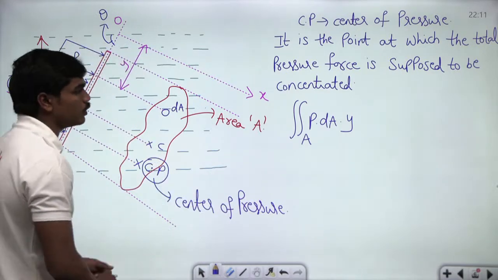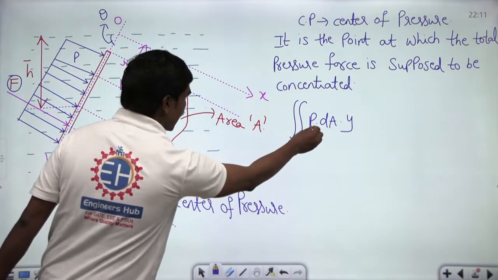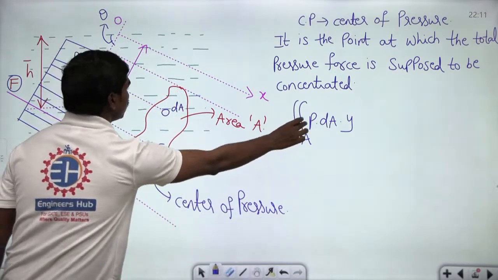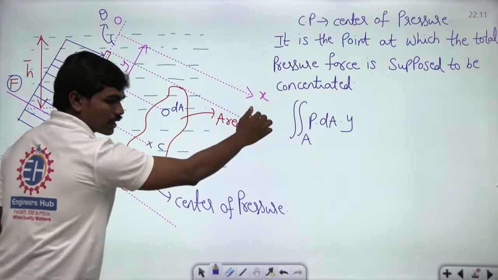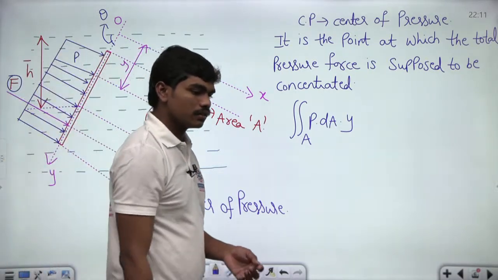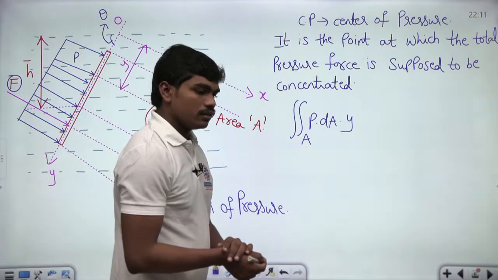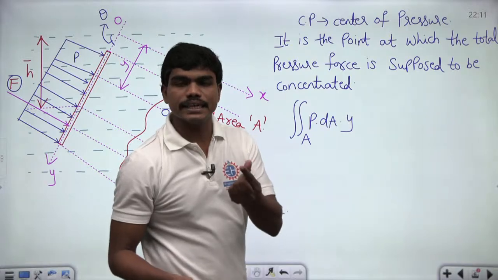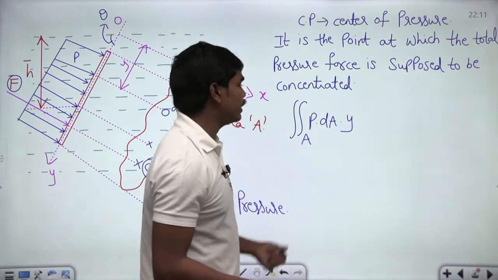If the small elemental pressure force acting on this elemental area dA is P into dA, then P into dA into y is the moment of this pressure force acting here. Yes, we are using a double integral because dA is an elemental area, so definitely we need to go for a double integral.